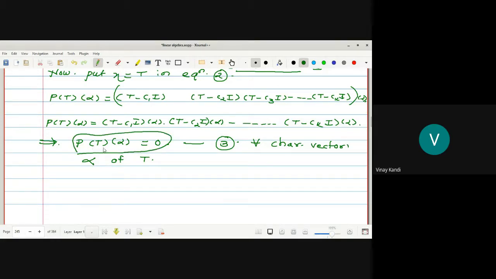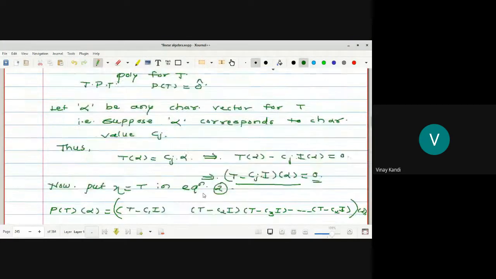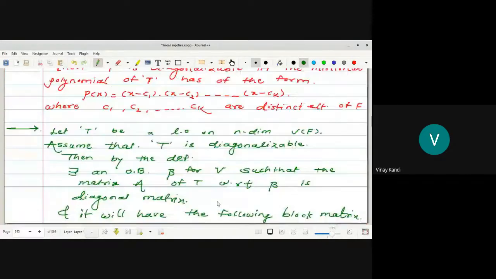Here the vector space V is spanned by all characteristic vectors of T. Why? Because T is diagonalizable. What did we assume? T is diagonalizable.